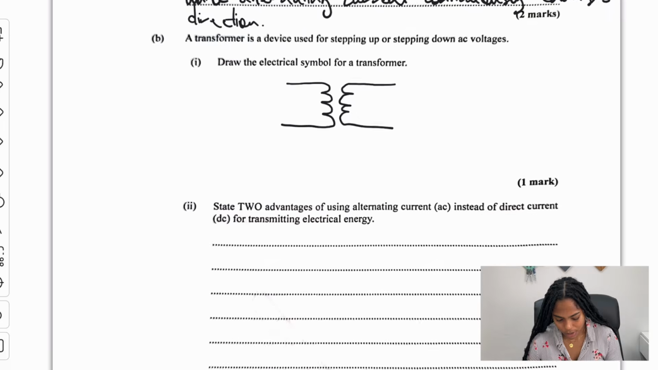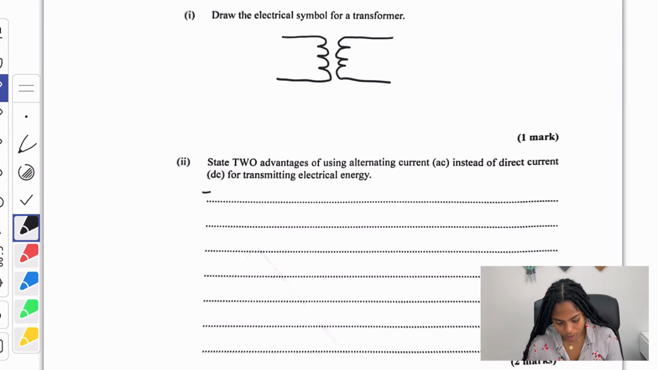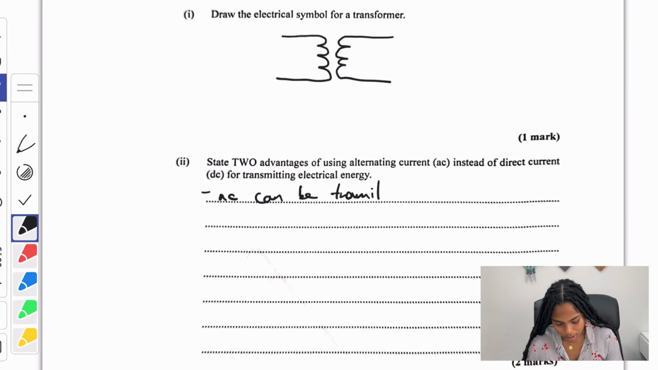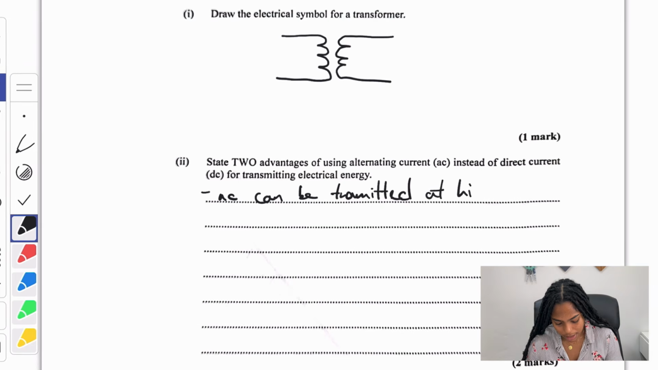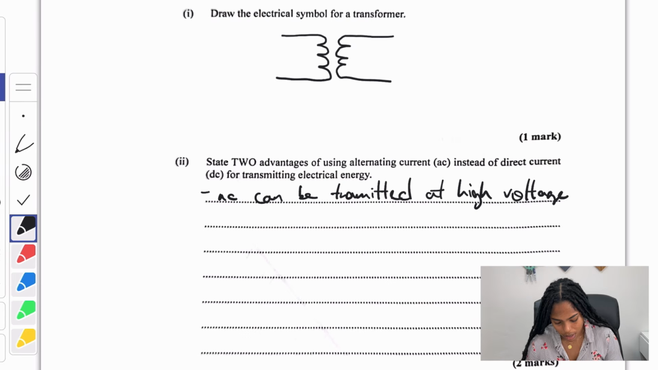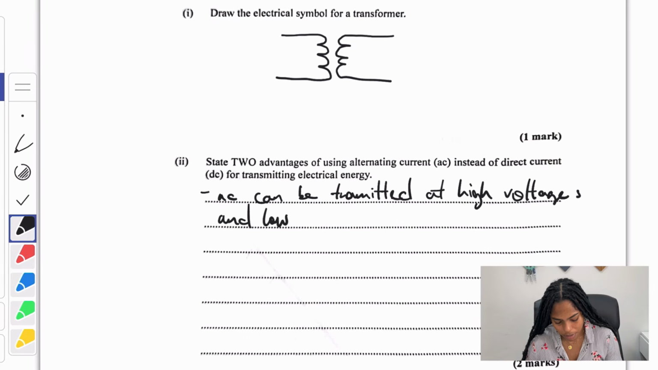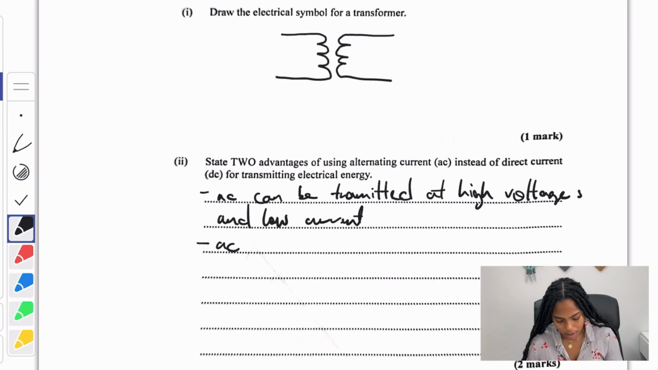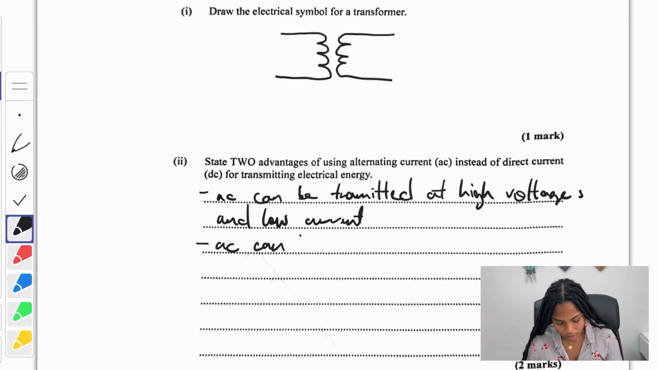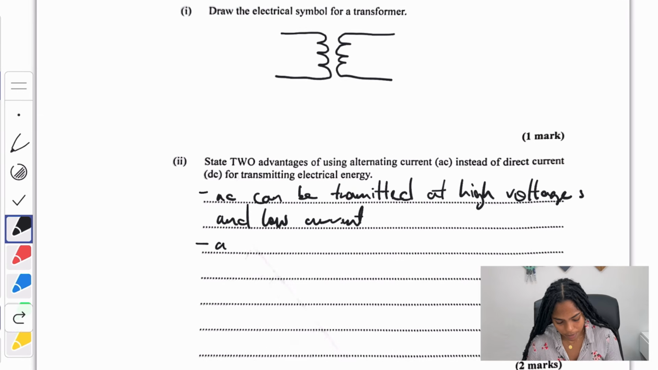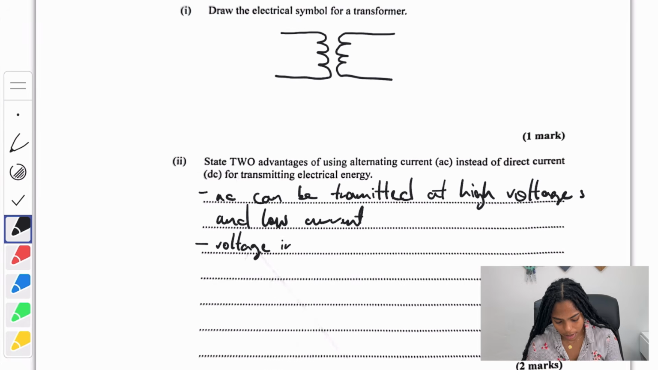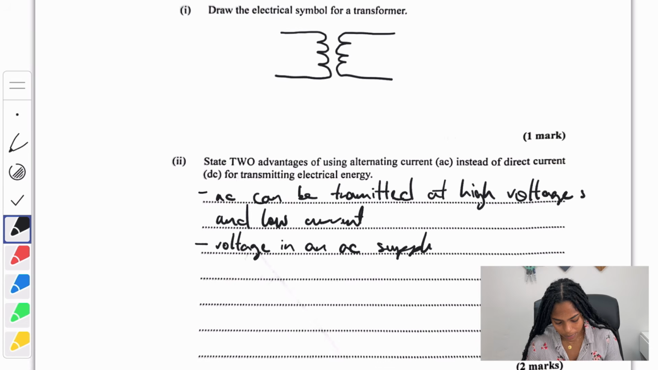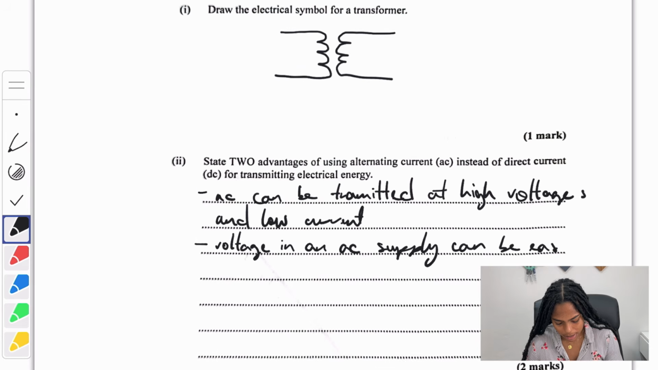State two advantages of using alternating current rather than DC. So alternating current can be transmitted at high voltages and low current, while DC can't. AC can have its voltage easily adjusted, and an AC supply can be easily adjusted.